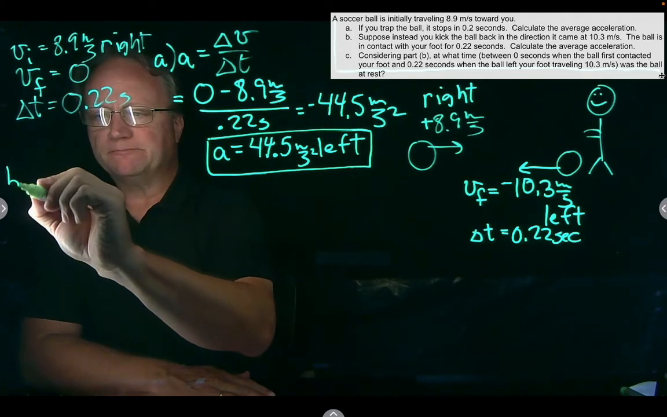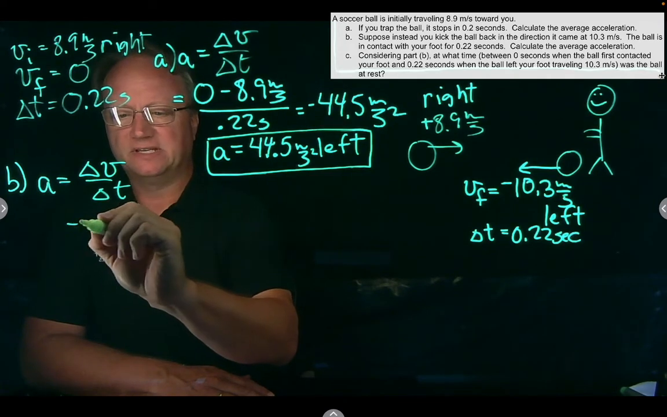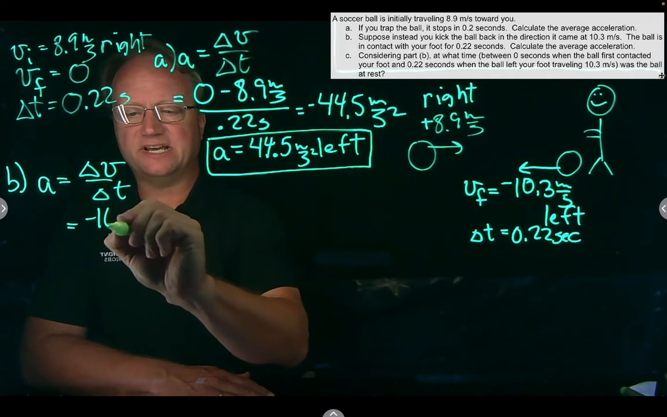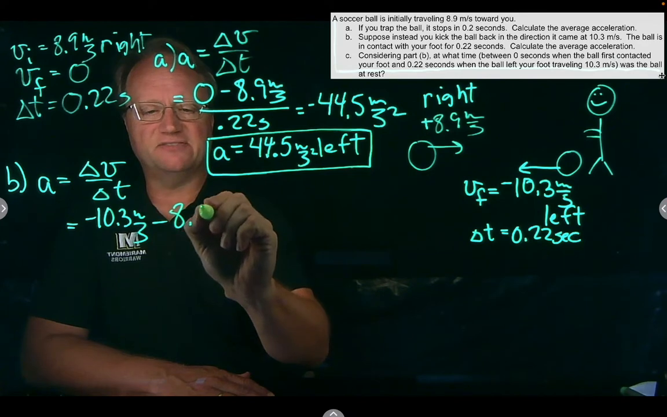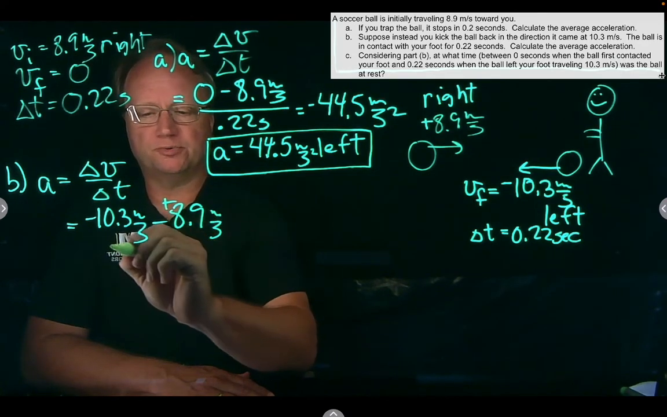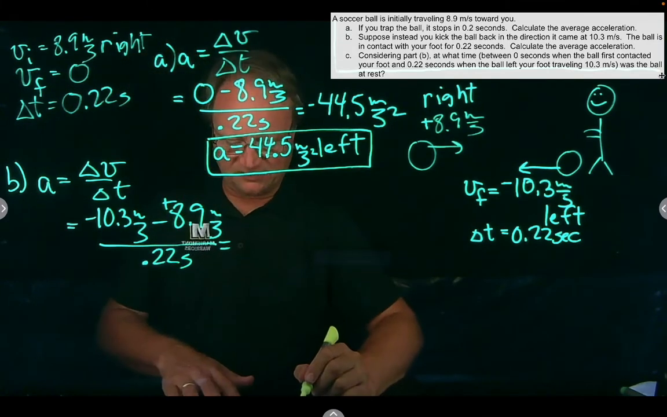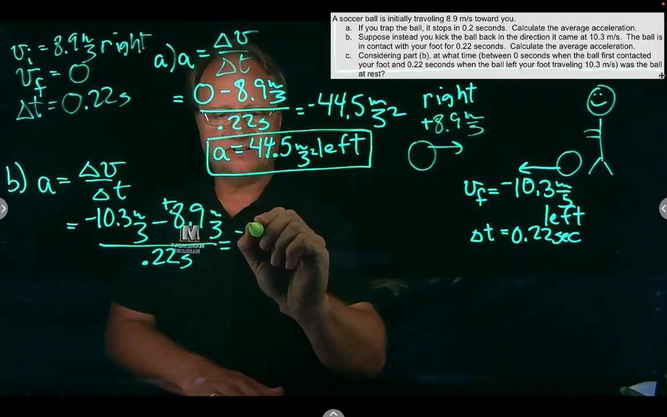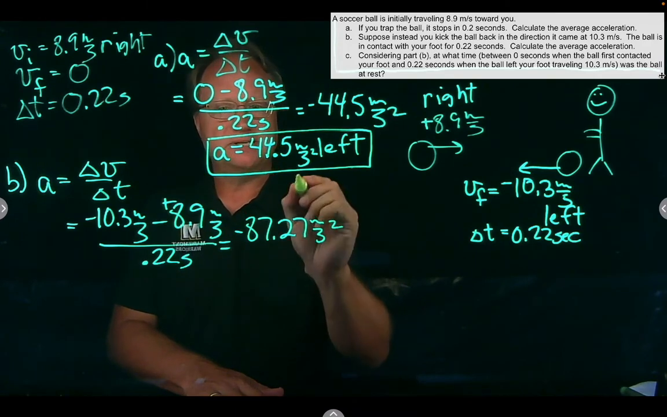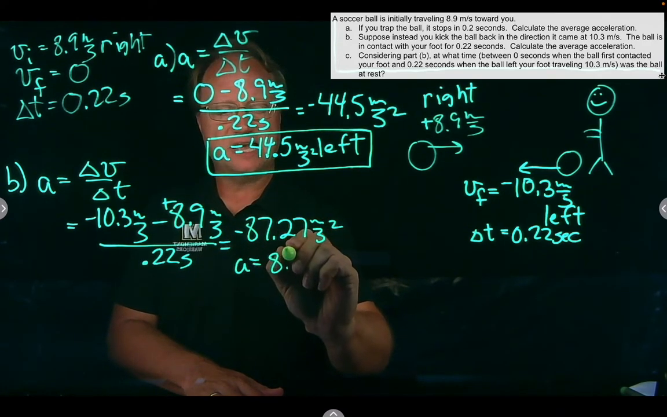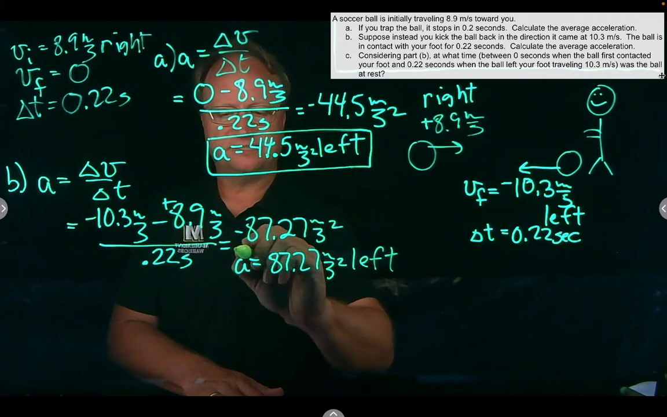So then on part B, acceleration, change in velocity over change in time. Final velocity, negative 10.3 meters per second, minus the initial velocity, positive 8.9 meters per second, over our time period, 0.22 seconds. That's going to give us an acceleration value of negative 87.27 meters per second squared. Interpreting, our acceleration is 87.27 meters per second squared left.